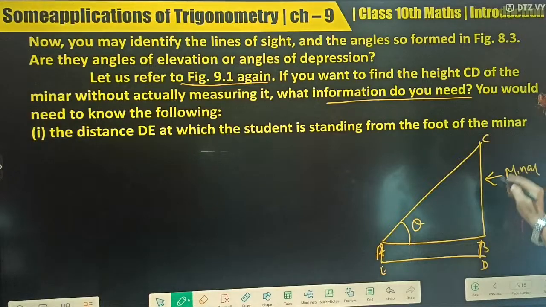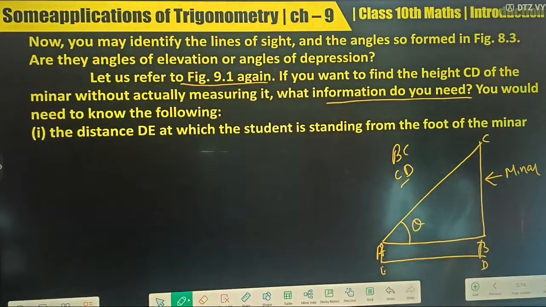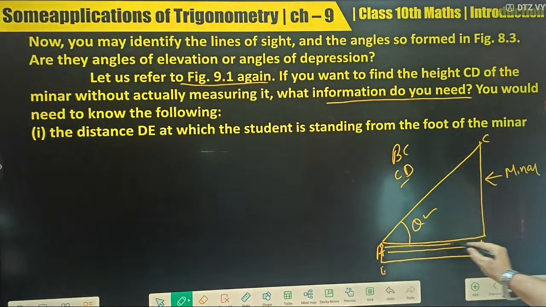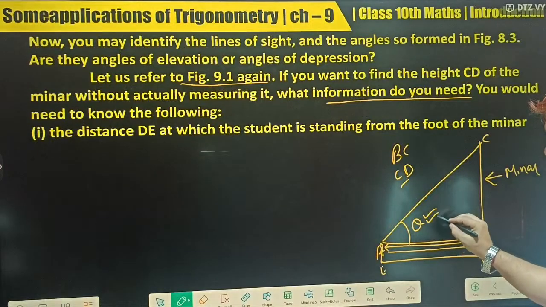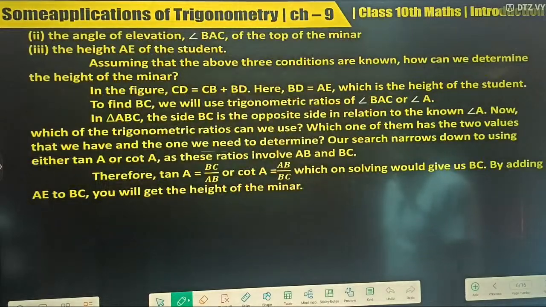If we have to find out this BC or CD, then what information do we need? We need this angle, we need this distance. The distance DE at which the student is standing from the foot of the minar, this distance we need. The angle of elevation, this angle we need. If we know these two things, then easily we can measure the height.